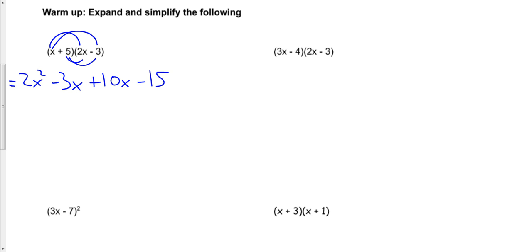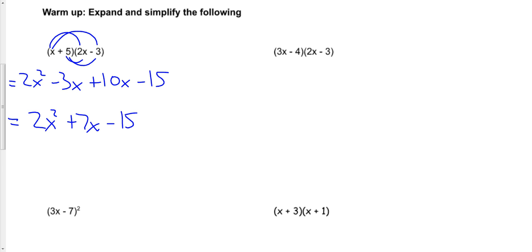So the final thing we need to do is actually collect the like terms. So in this case, our like terms are negative 3x and positive 10x. So if I simplify that and collect my like terms, I end up with 2x squared plus 7x minus 15. Okay, so I've just multiplied those two things. I'm going to do the same thing here on the upper right.